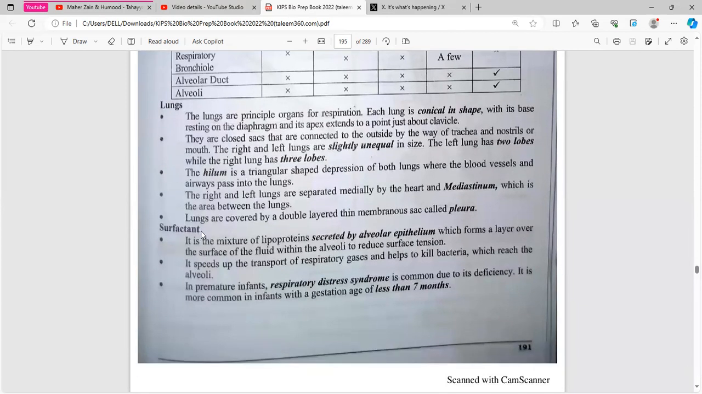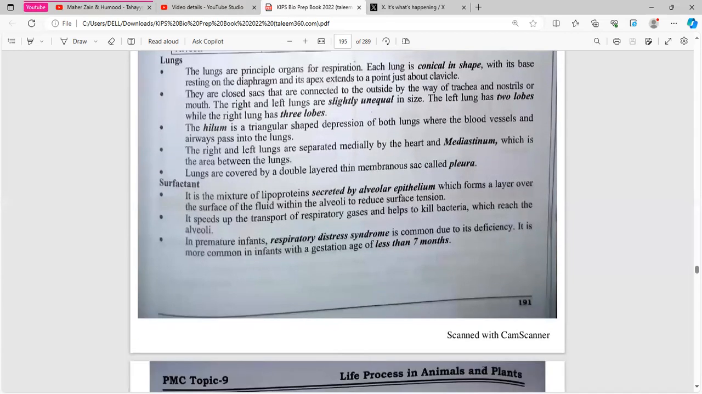Now, what is the surfactant? A surfactant is a mixture of lipoproteins which forms a layer of fluid in the alveoli to help reduce their overall surface tension. By helping to reduce the surface tension, it also speeds up the transport of respiratory gases and helps to kill bacteria. So there is a syndrome referred to as the respiratory distress syndrome.